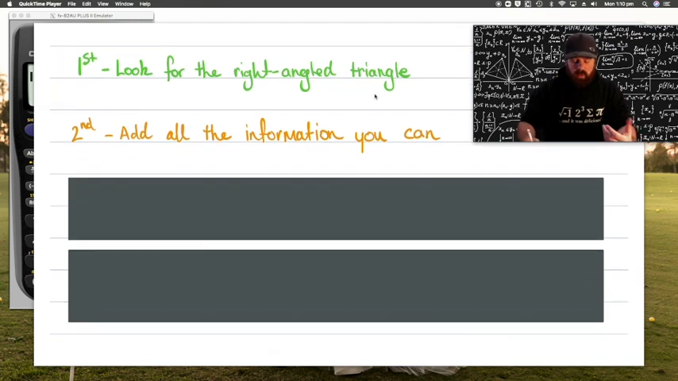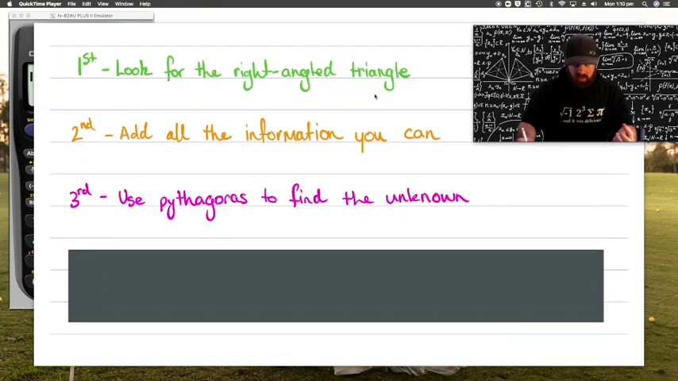And once you've added all the things you can add, there's going to be one side left that you can't find, and that's when we're going to use Pythagoras to find that unknown.